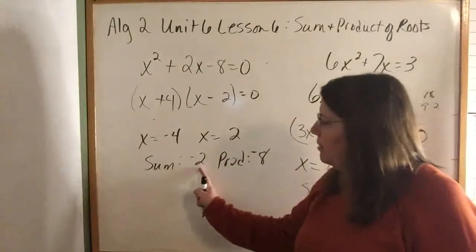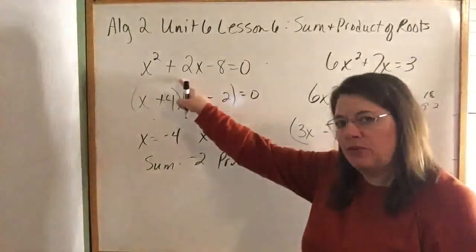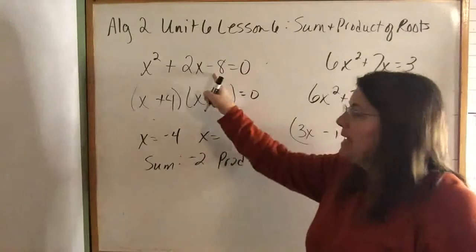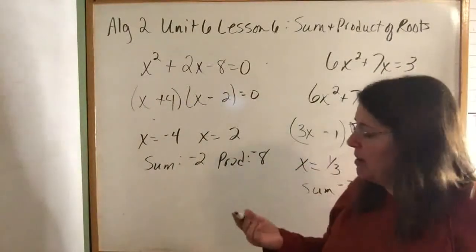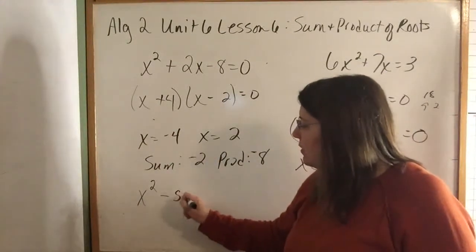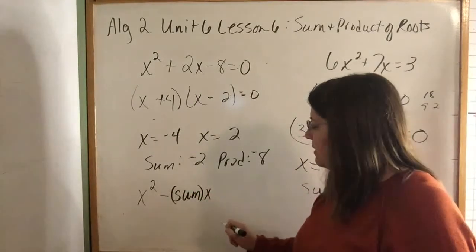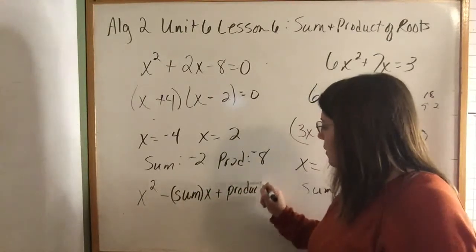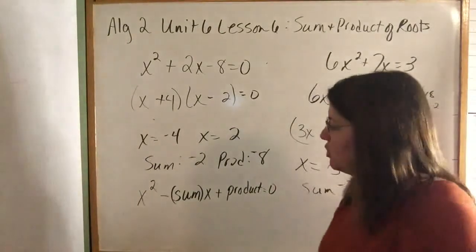Notice that the sum, that -2, almost matches the b value. And notice that the product, -8, is the same thing as the c value. There's a formula that you can memorize to help you with this: x squared minus the sum of those numbers times x plus the product of those numbers will equal your quadratic equation.